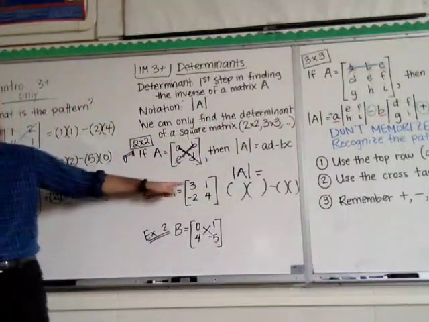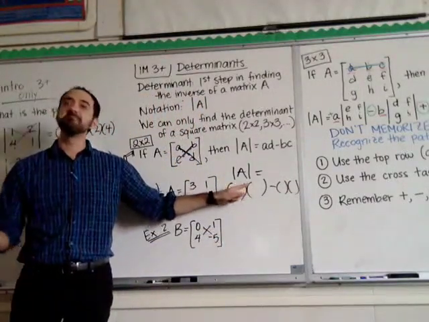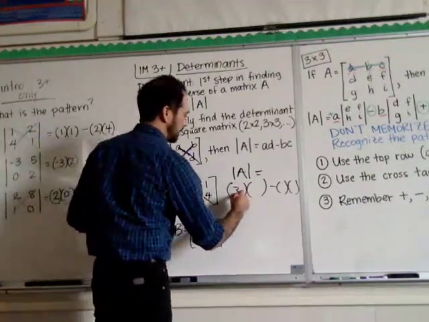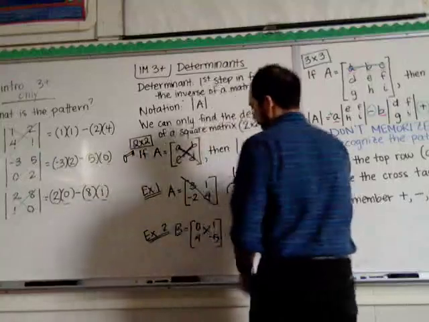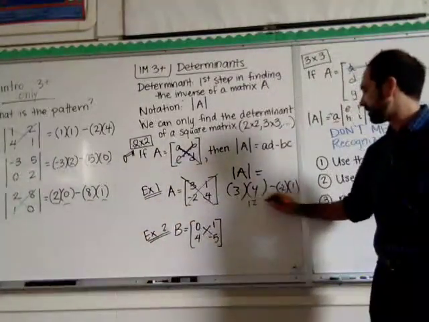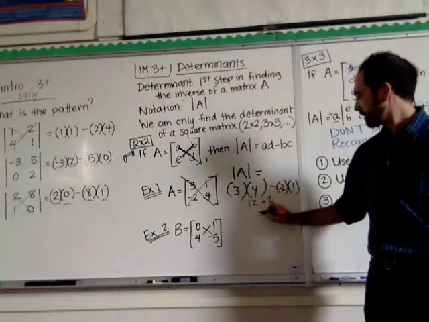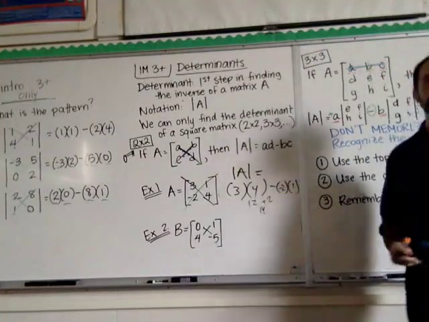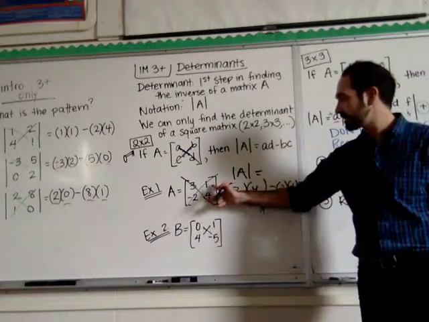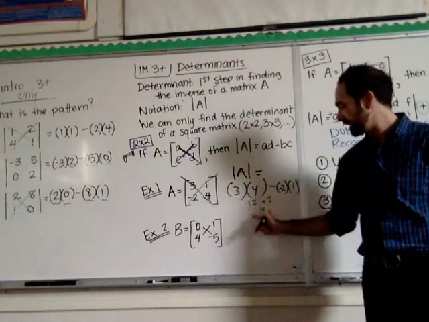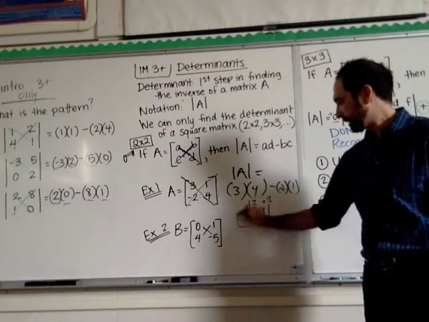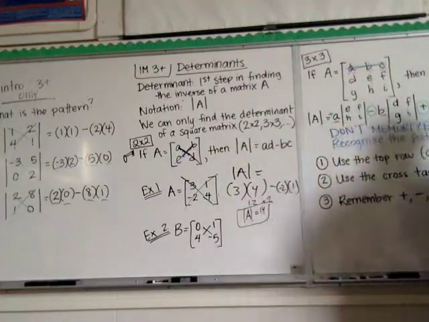So from this matrix, what values are going to go in here? 3, 4. That's here. 3 and 4, and then 1, negative 2. You just have to be careful here. This is 12 plus 2, right? 14. Just watch your signs. Pretty straightforward. So the determinant of this matrix A is 14. And I would write it like that.